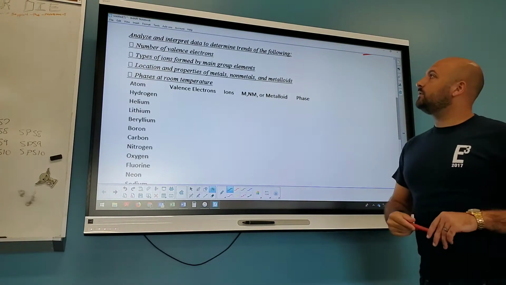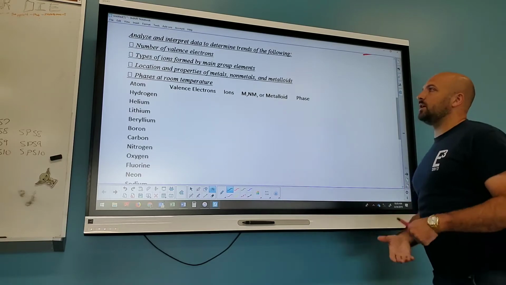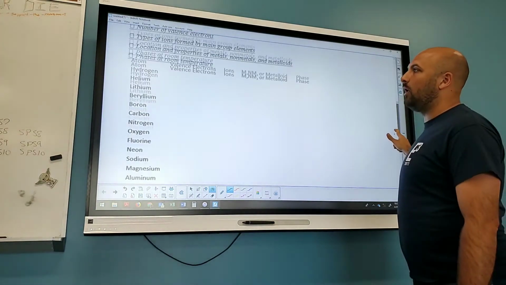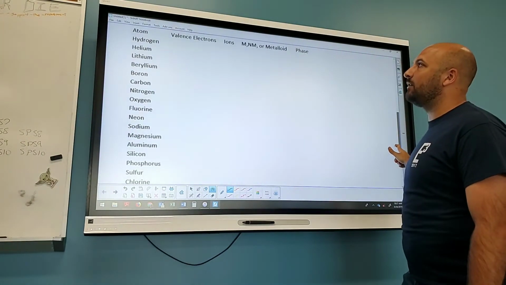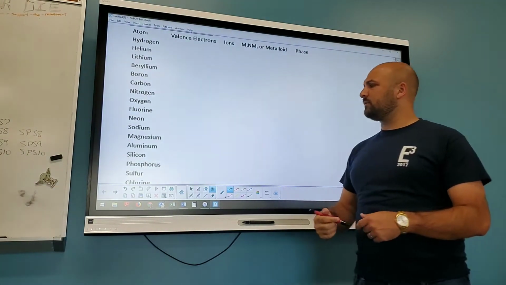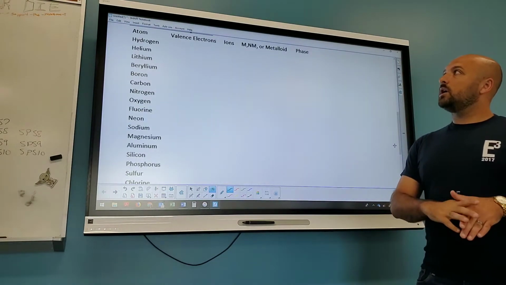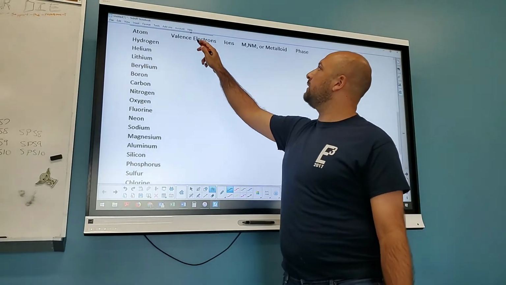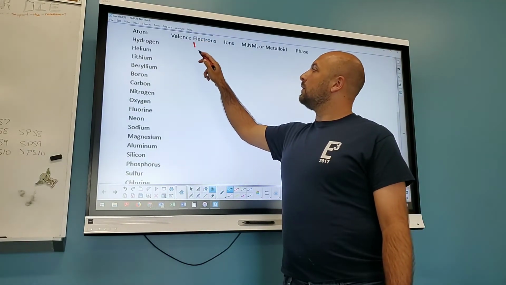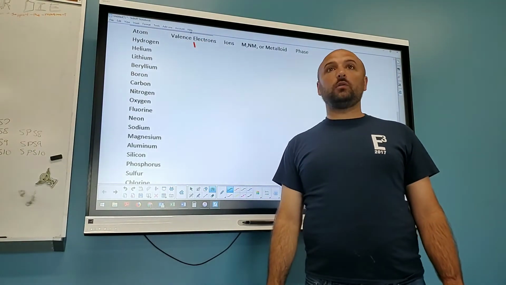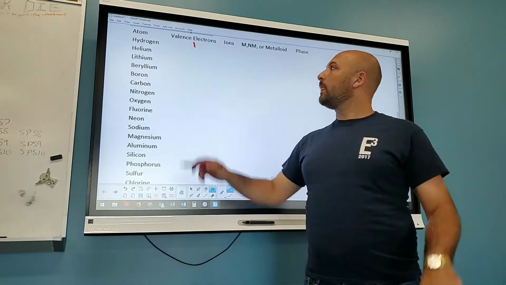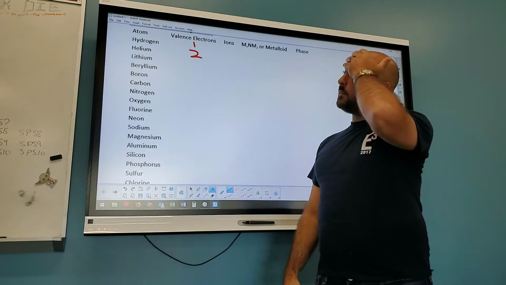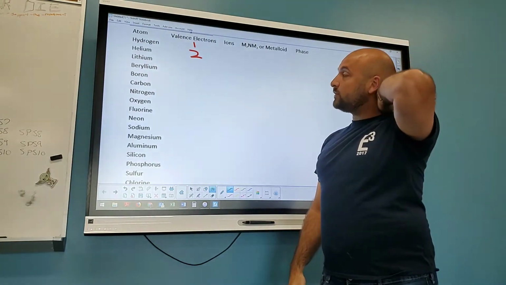Analyze and interpret data to determine trends of the following: valence electrons, ions, metals, nonmetals, and phases. The whole reason I wrote these out all the way like this was so you could see the pattern here and how they go. I think this is the first 20 atoms or so. Starting with hydrogen, how many valence electrons? 1. Helium? 8. No. The first shell only has 2. And then after that, we go to 8. So the first shell should only have 2 electrons in it.